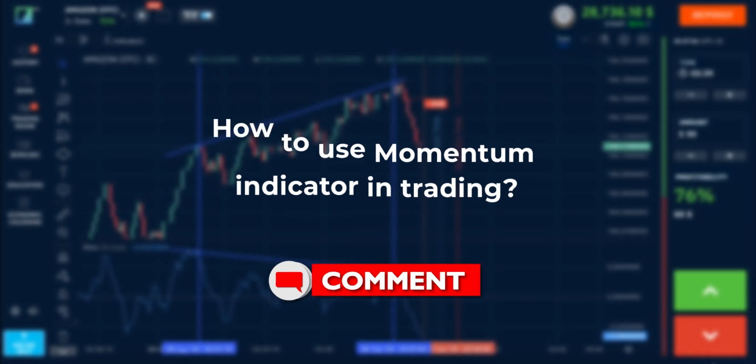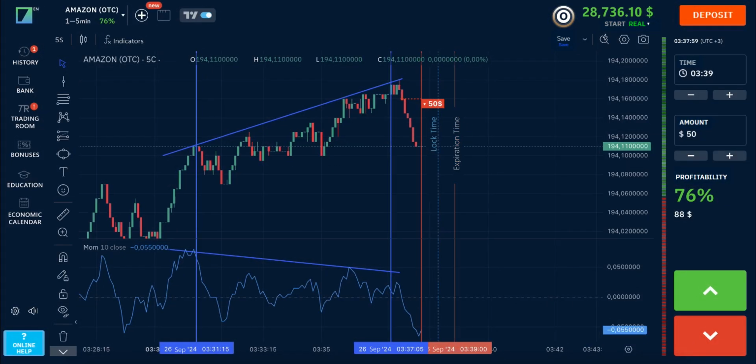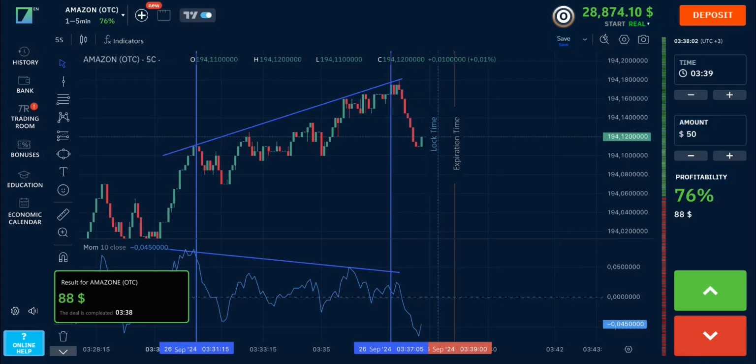Meanwhile, we can see that the price has predictably reversed and is dropping rapidly. My trade has closed in profit.